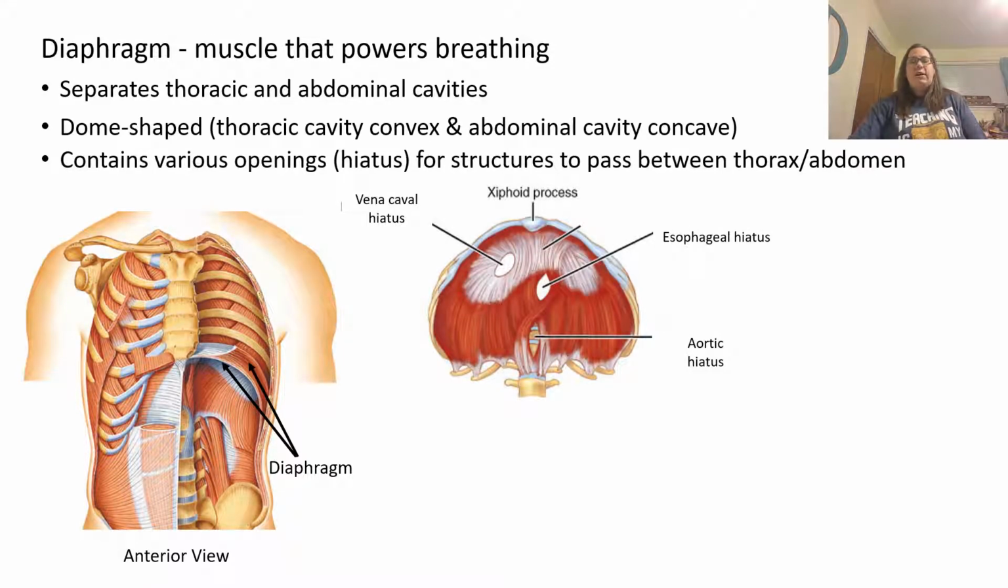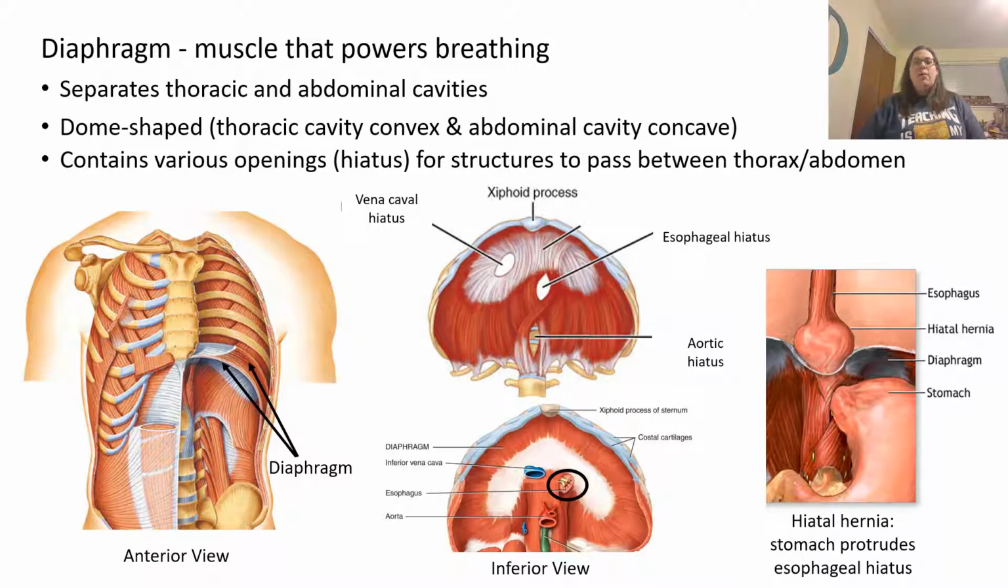It does contain some various openings. These are called hiatus. They are going to be holes to allow structures to pass through. So like the esophagus, the vena cava, the aorta, they all need to be able to extend down from the thoracic cavity to the abdominal cavity. And so because of this, they have to pass through the diaphragm to do so.